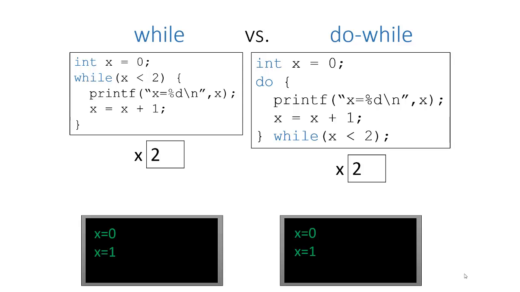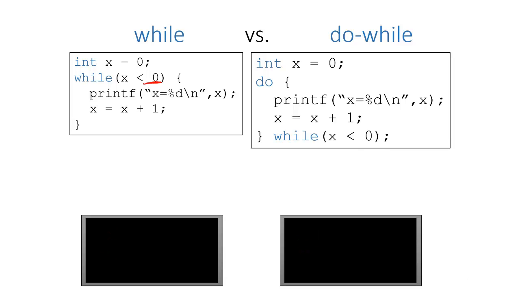So you're probably asking yourself, why have while and do while if they pretty much do exactly the same thing? So let's look at an example where they actually do something a little bit different. So let's change our condition from x is less than 2 to x is less than 0. So same basic program structure, but we're just changing our condition to 0 from 2.